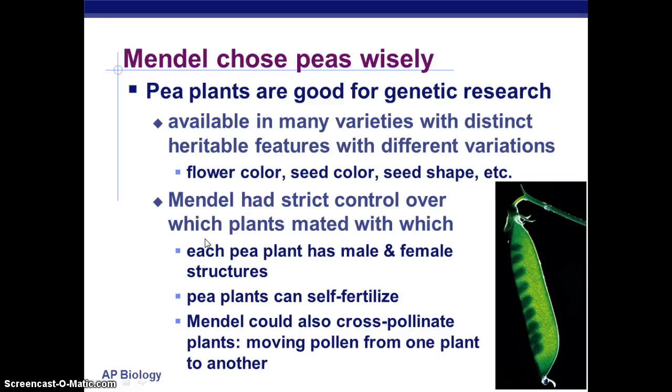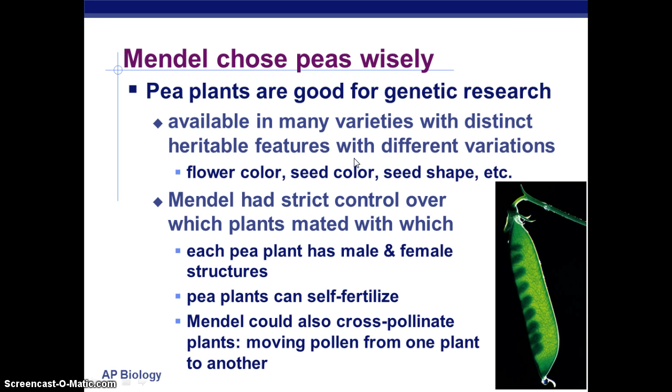So pea plants were a good choice for Mendel to use for his research. First of all, the traits that they have are very easy to see. So you have traits such as flower color and seed shape, which are obviously very easy to record and recognize.